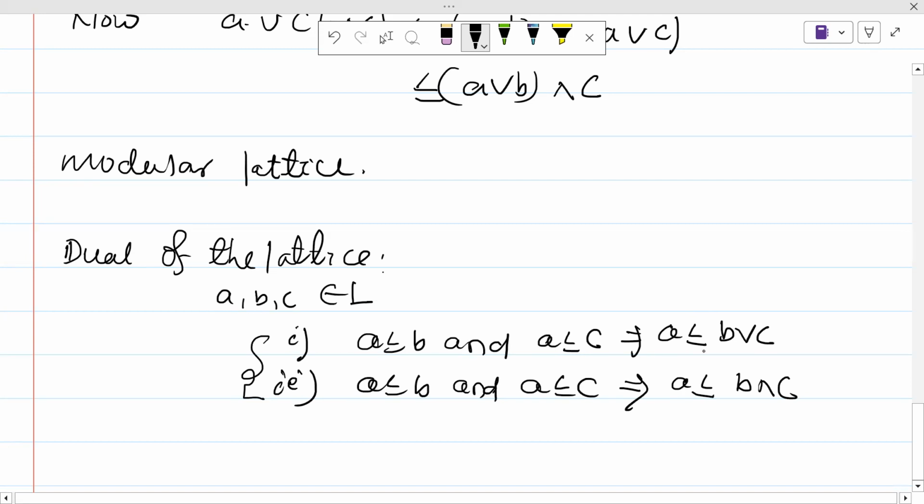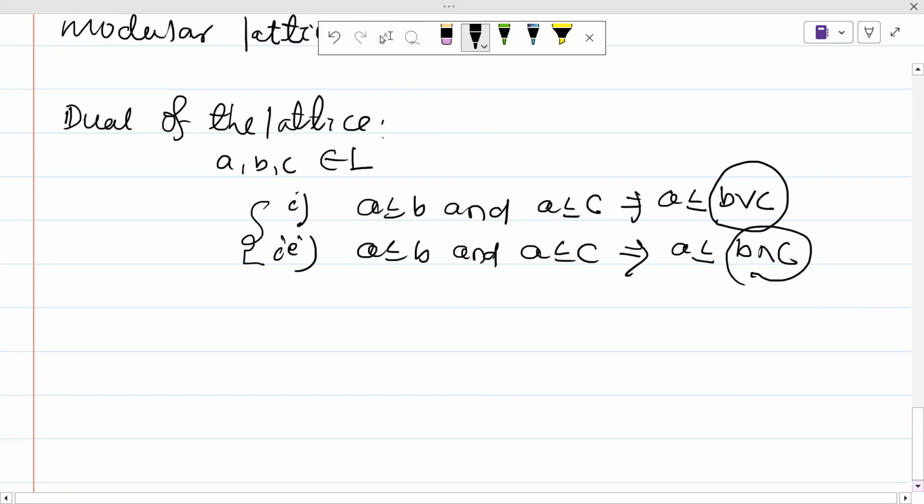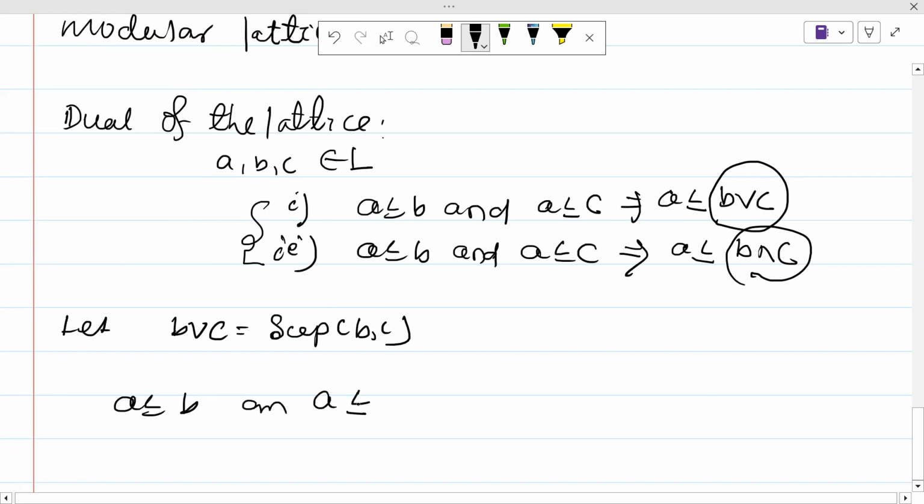First of all, we consider B conjunction C means infimum value of B and C, and B disjunction C means supremum value of B and C. Both the conditions are required here. So we just consider B disjunction C, that means supremum of B, C. So A less than equal to B, and A less than equal to C, B less than equal to supremum of B, C.